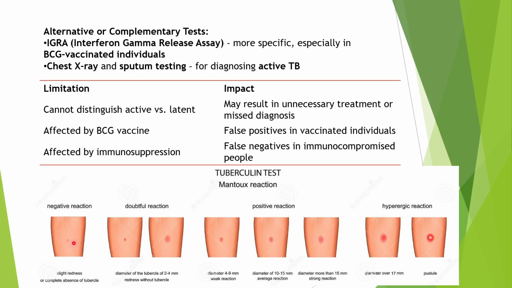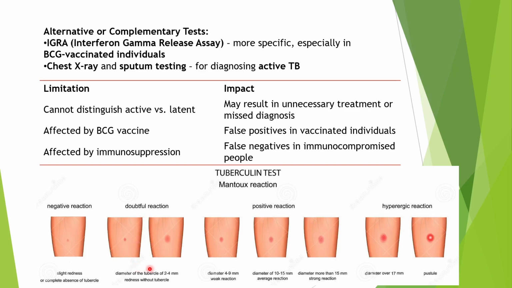So the antigenic derivative of the TB is injected in the dermis of the skin, so as to see an antigenic or immune reaction. Based on the diameter of the pustule or the inflammation that is seen, the diagnosis is made. In case of a negative reaction, only a slight redness will be present, or a complete absence of a tubercle. So there will be nothing really, maybe just a redness due to the injection.